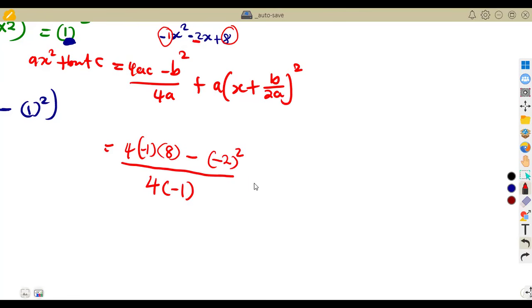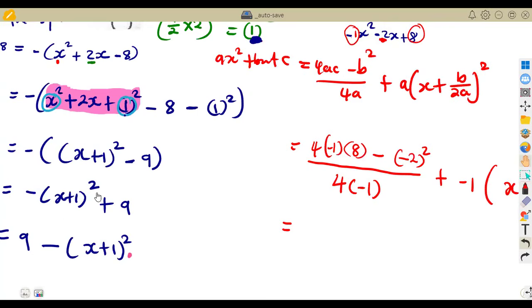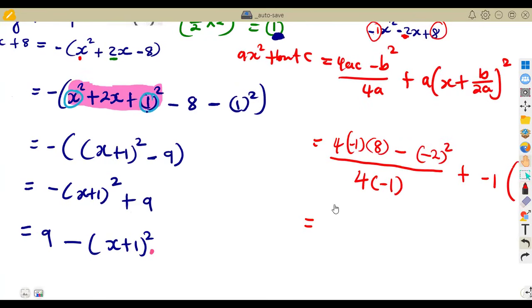Plus our a, remember our a is still minus 1, into the bracket of x plus b over 2a, where b is minus 2. So that's minus 2 over 2a, which is 2 times the coefficient of x squared, which is minus 1. So if you do this, you obtain the direct answer, the same answer that you obtained using the traditional method.